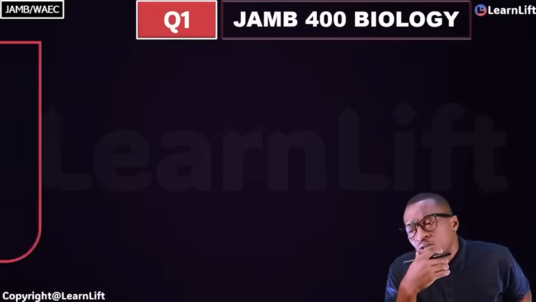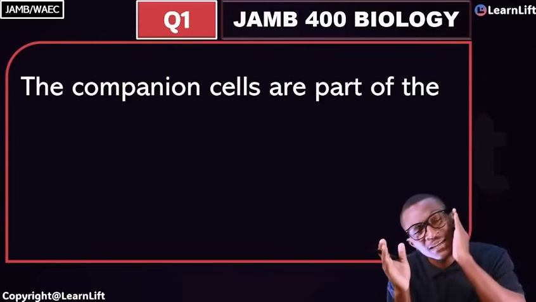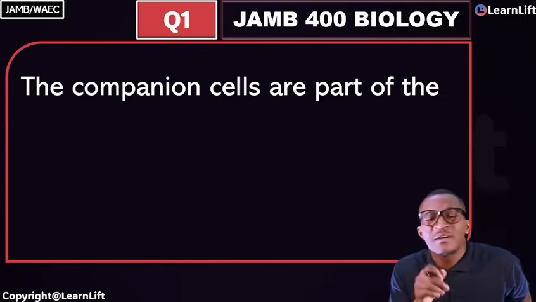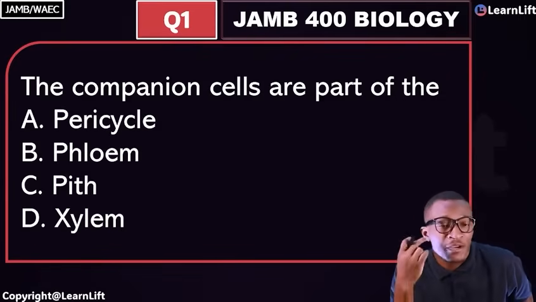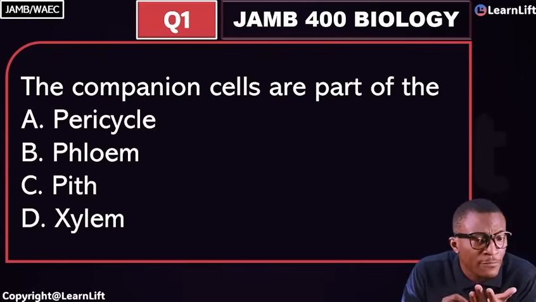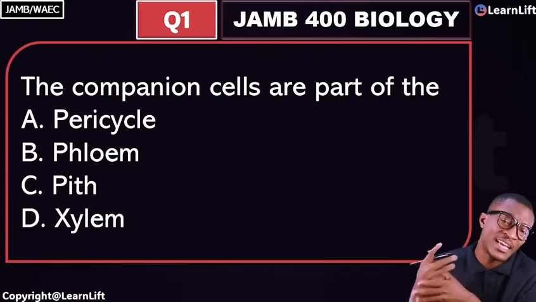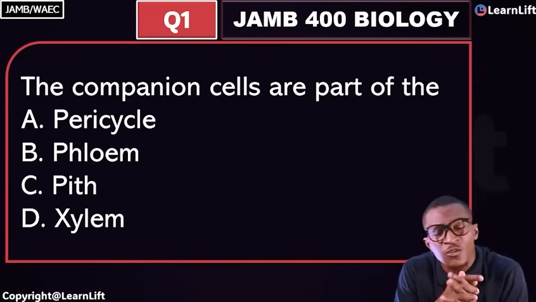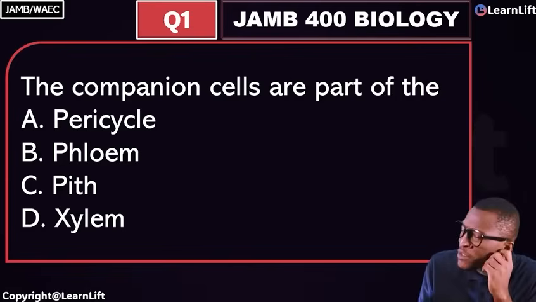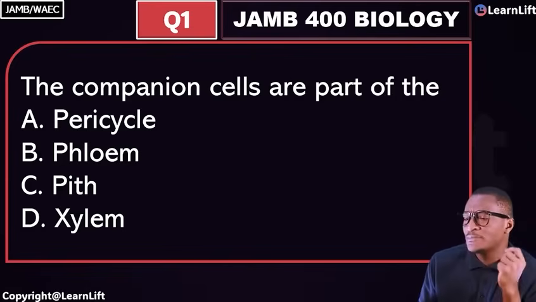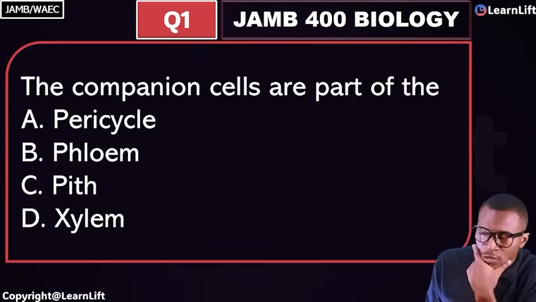Now the first question says that these are the questions they revolve around. Please follow and pay attention. The companion cells are part of the: option A, pericycle; option B, phloem; option C, pith; option D, xylem. The companion cells are part of. Please pick your answer fast. While you are choosing your answer, first I would like you to know that we're giving pericycle, phloem, pith, and xylem.